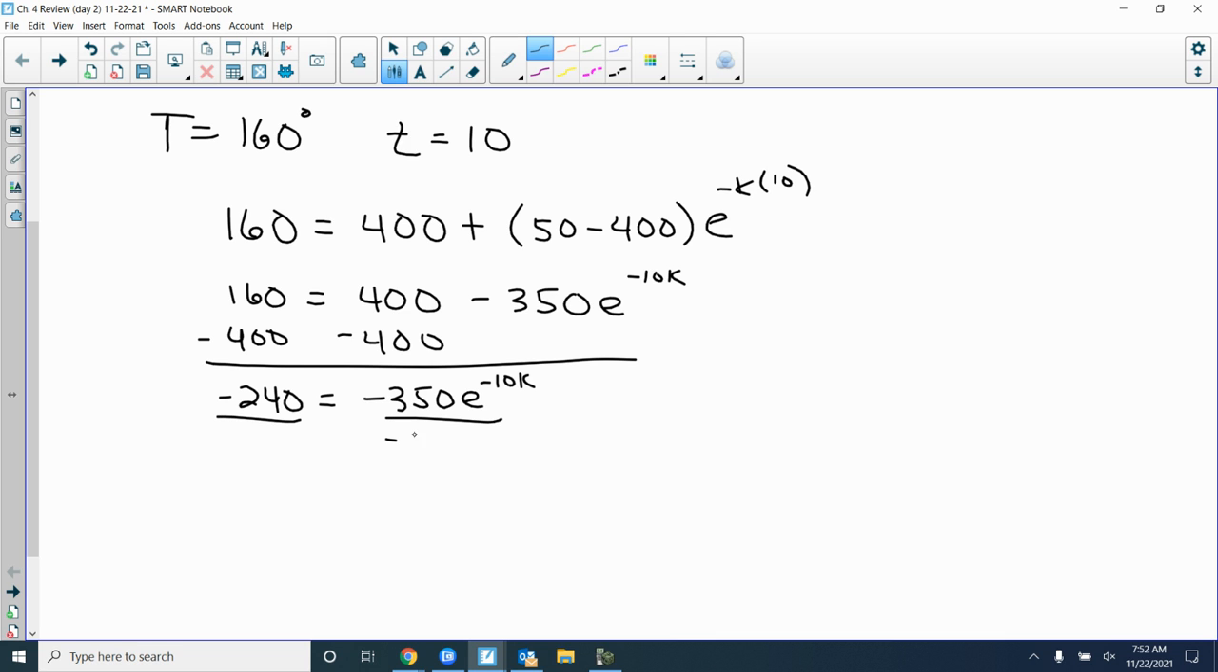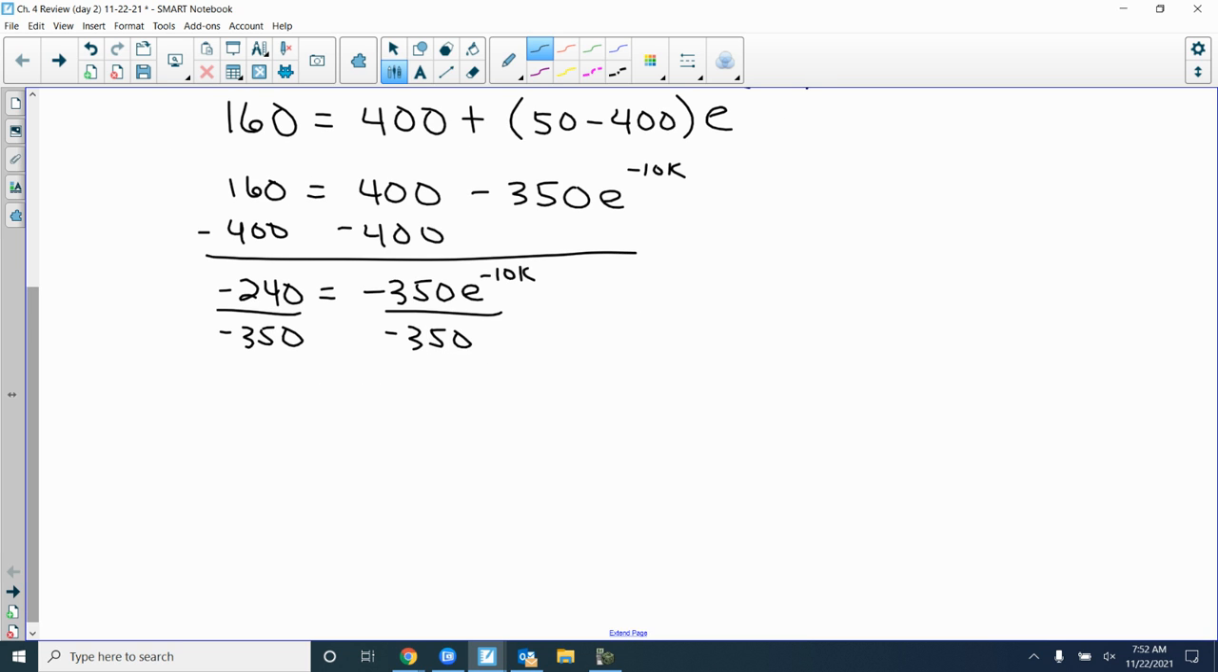Divide by negative 350. I'm just going to reduce that as a fraction. Negative divided by negative will give me 24 over 35 equals e to the negative 10k. All right. Once you hit that point, you can convert to ln form, because you got e to the power equals a constant. So I can write this as natural log of 24 over 35 equals negative 10. Divide by negative 10.